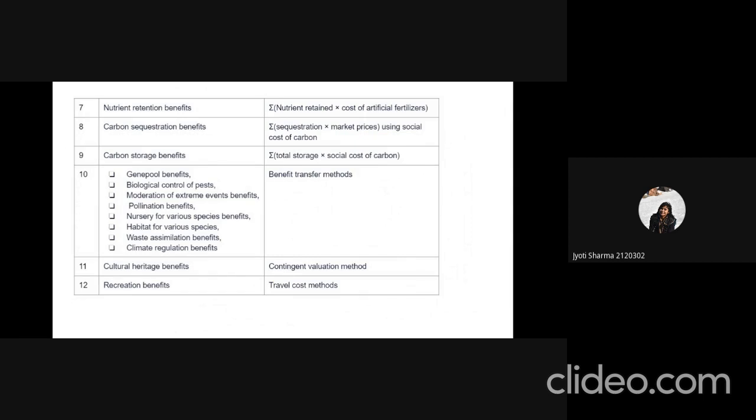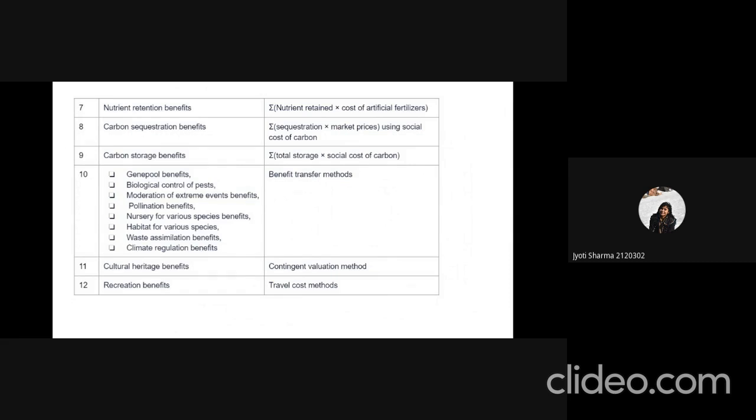This can also be estimated this way: if that much carbon is being released into the atmosphere, what will be the impact? We will get diseases, so we have to spend some money on their treatment. So what's the amount of money we have to spend? This is the social cost of carbon. So we can multiply it and get the carbon sequestration benefit. Then likewise we have the carbon storage benefit.